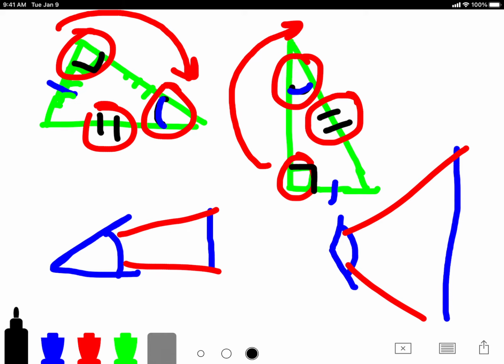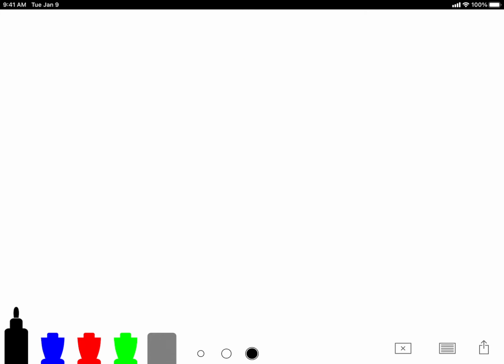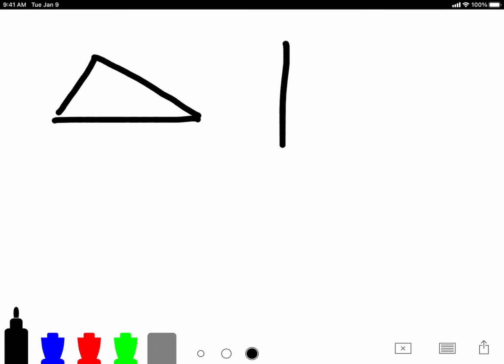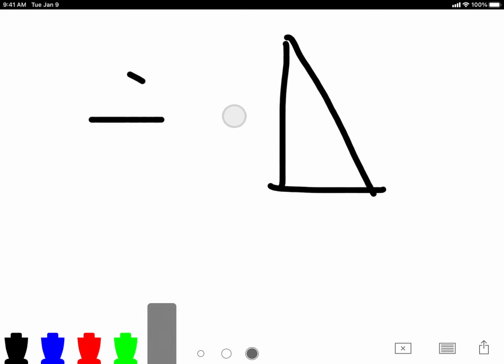Let me go ahead and try that one again. Let's run it one more time. This time, hopefully, I can express it in proper English terms. So we've got two triangles. We're trying to prove that they are indeed the same. Let me draw this one a little bigger.